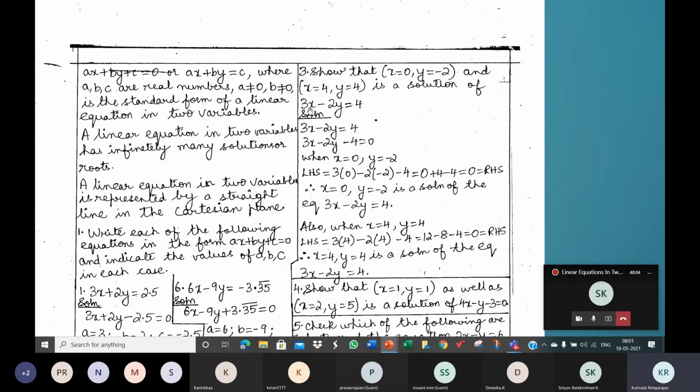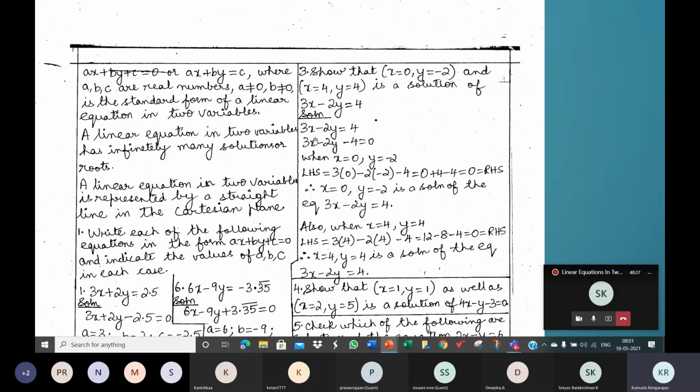So it should satisfy this equation. So write out the equation and use x = 0, y = -2. Work the LHS. You can work 3x - 2y, the LHS. You will get 4. The RHS is also 4. So LHS is equal to RHS. That's one way of doing it.